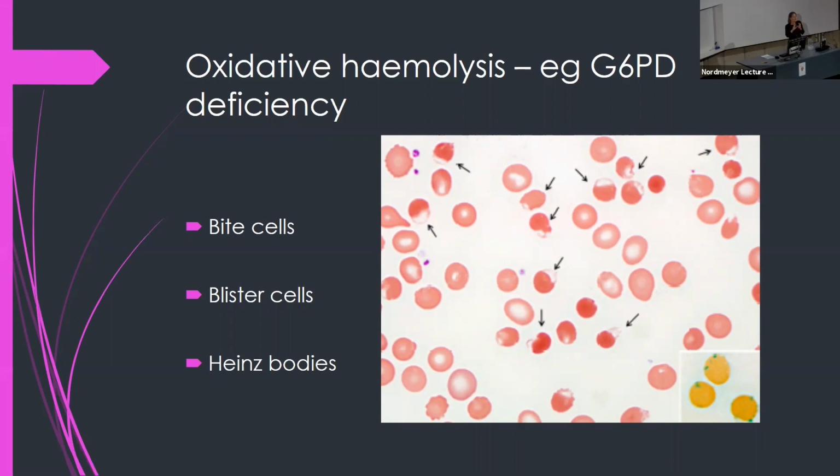I'm just saying hyposplenism on the blood film could be due to repeated infarcts in sickle cell, or it could be somebody who's had their spleen out for some other reason. Does that make sense? Clarify it a bit? Yeah, yeah.